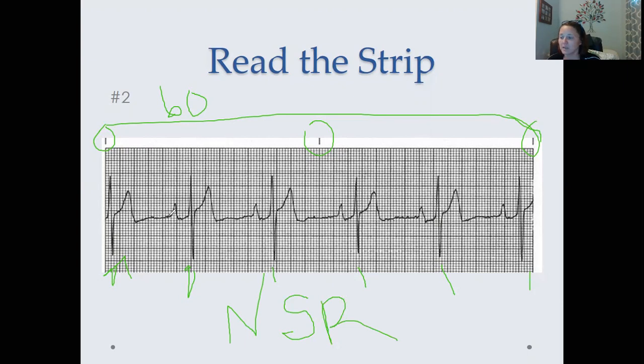Don't let it throw you off just because it looks different than the others. Remember, if you got a little bit different than I did, 1 box more, 1 box less, there's going to be about a box discrepancy sometimes between when you're reading it, and that's okay. It will be clear on the test.